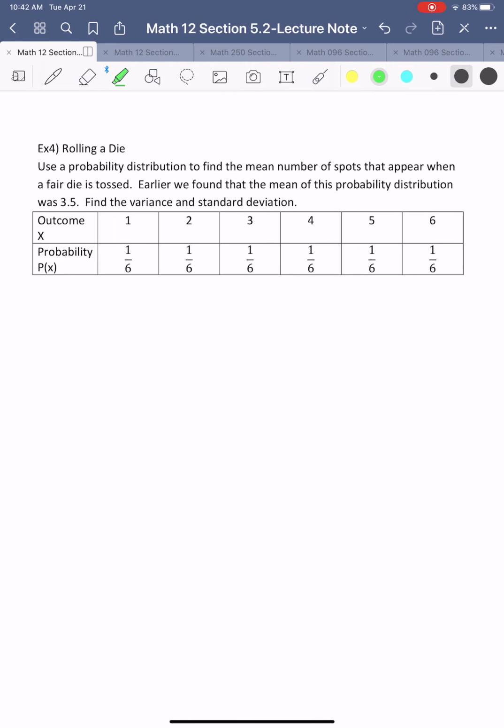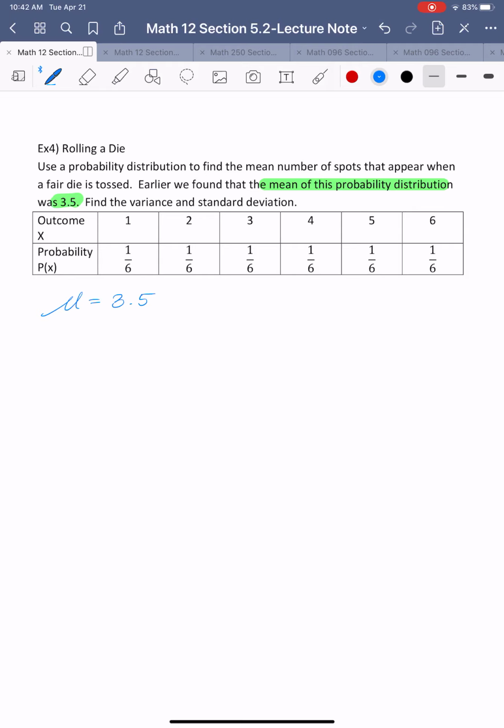Also, now let's do example 4, rolling a die. Use a probability distribution to find the mean number of spots that appear when a fair die is tossed. Earlier we found that the mean of the probability distribution was 3.5. So we're going to use that. Mu was already 3.5. So we're going to find the variance and then the standard deviation.